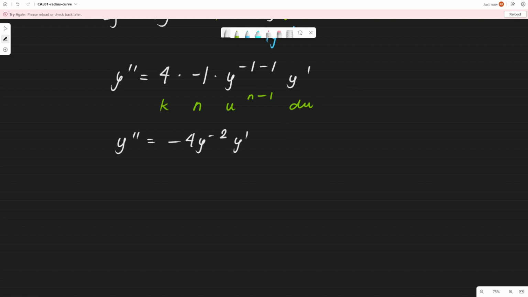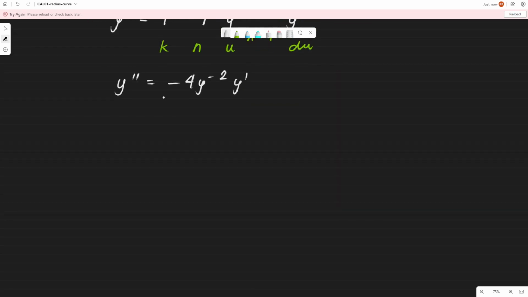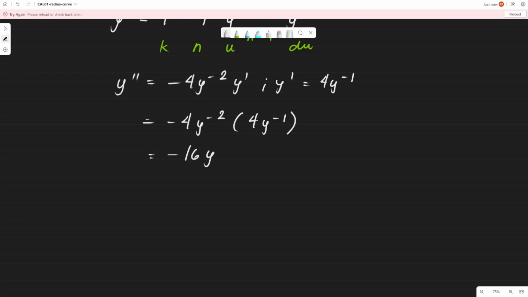However, di ba, sa derivatives, hindi pwedeng mayroon kang derivative sa loob ng isa pang derivative. So, what we will do is we will substitute the value of y prime, which is 4y raised to negative 1. So, therefore, we have negative 4y raised to negative 2 times 4y raised to negative 1. So, therefore, we have negative 16y, negative 2 plus negative 1, that is negative 3. So, this is simply equivalent to negative 16 over y cubed. This is our y double prime. Okay, so yan ang ating y prime, ito ang ating y double prime.